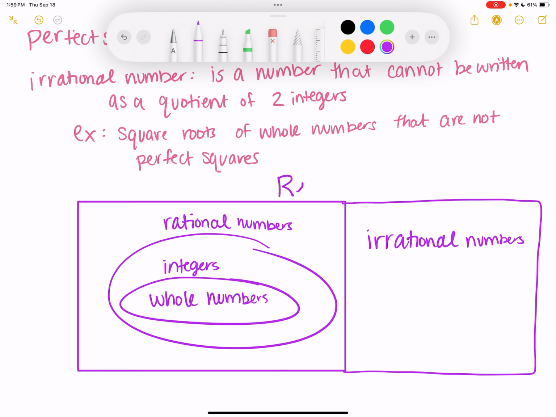All of these things, even irrational, are real numbers, not imaginary. So irrational numbers are in their own category. Okay?